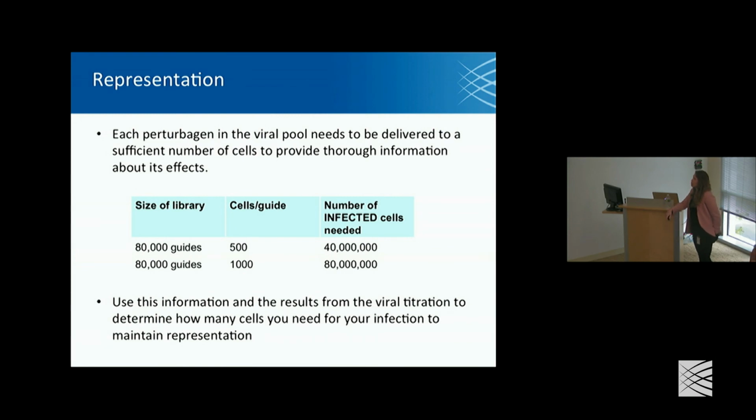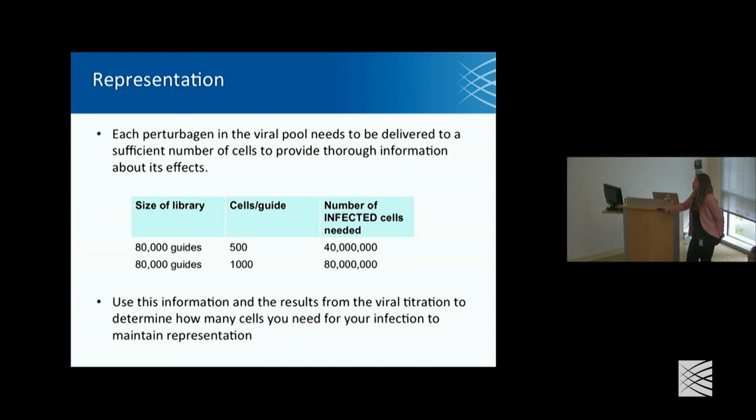Representation. We've had multiple people today talk about representation. As Federica has talked about, we aim for 500 cells per perturbation, and so, for example, the Ivana library has 80,000 guides times the cells per guide, which is 500. You get 40 million cells that you're aiming to have infected.